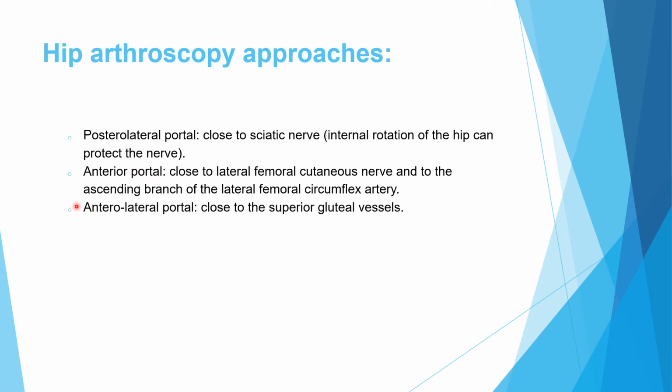The anterolateral portal is close to the superior gluteal vessel. So the posterolateral is close to the sciatic nerve. You can be a little bit safer if you internally rotate the hip. The anterior portal has the same structures at risk as the anterior approach of the hip. Anterolateral is close to the superior gluteal vessels.